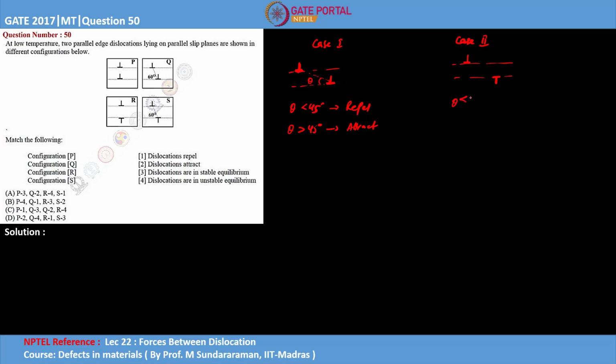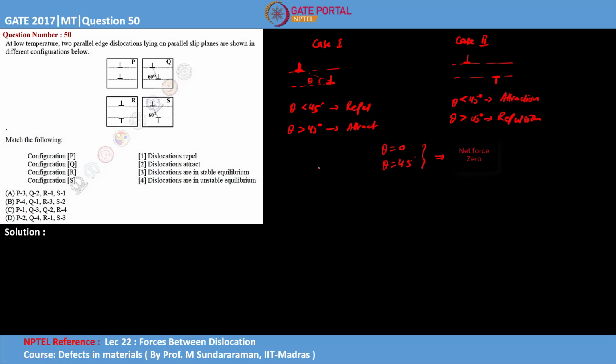If theta is less than 45 degrees, then attraction will happen, and if theta is greater than 45 degrees, then repulsion will be there between these two dislocations. Now what if theta is equal to 0 or theta equal to 45 degrees? In that case, the forces between the dislocations are 0.